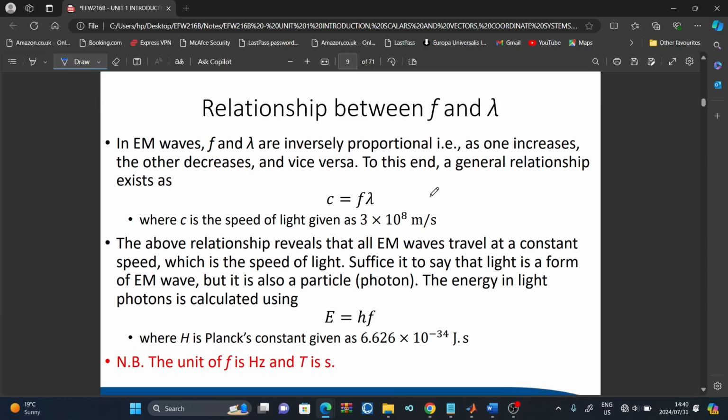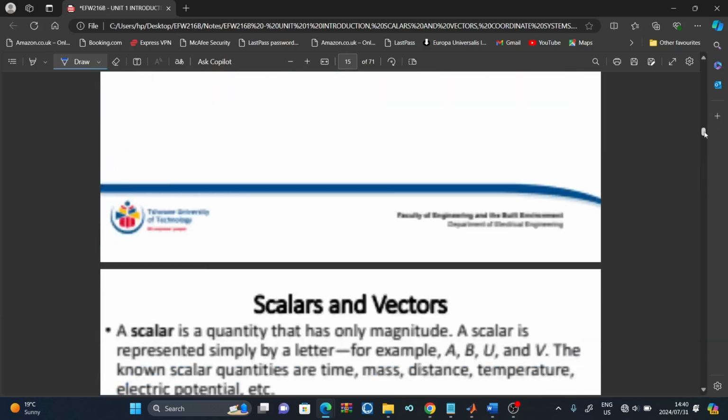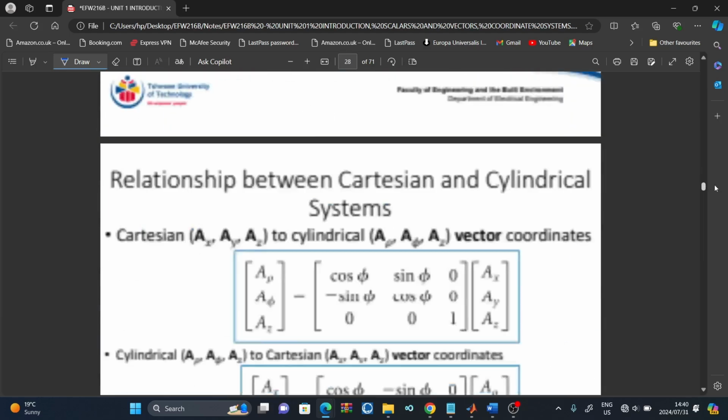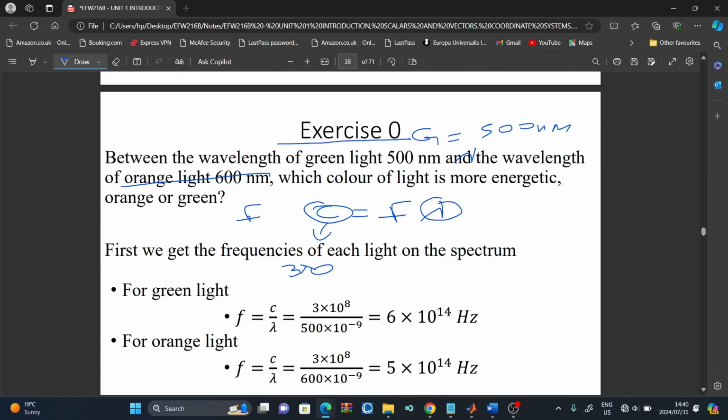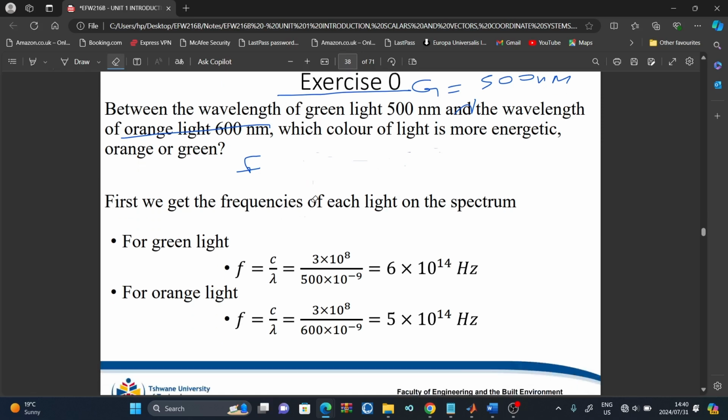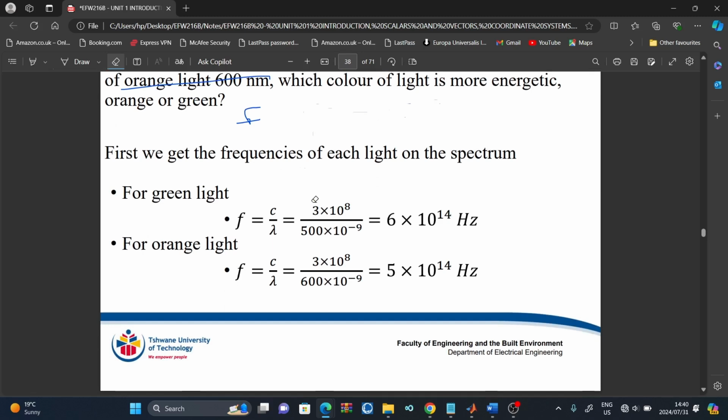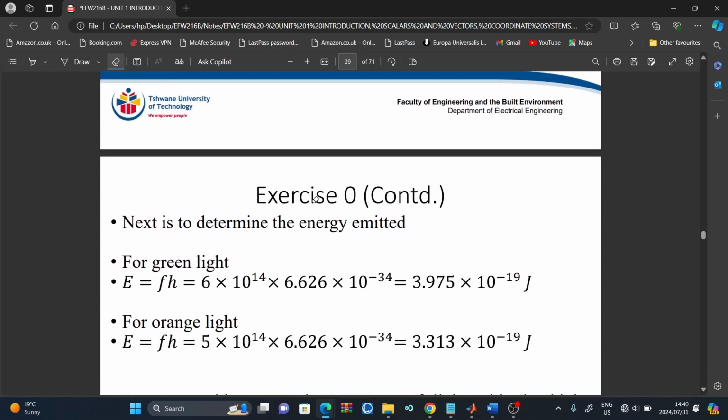That's your speed of light, which is given to you. So you can go through that. Use this formula to calculate the frequency of the light, which is asked here. It's quite simple, so I believe you do understand this part.